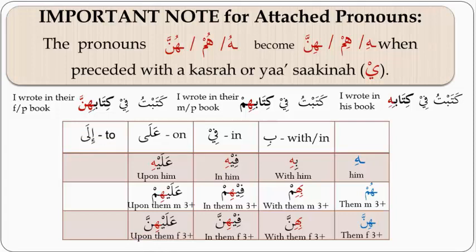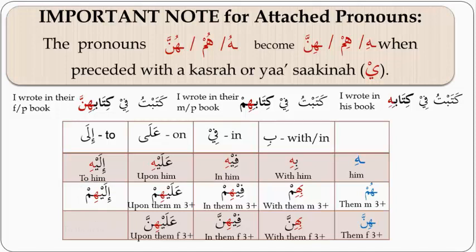Let us take a final example in this, which is ila, to. And all the time, what we should be paying attention to is how we are forming the meaning, how we are getting the meaning. Alayhi is upon him, alayhim, upon them, ilayhi, ila plus hi, is ilayhi, to him.